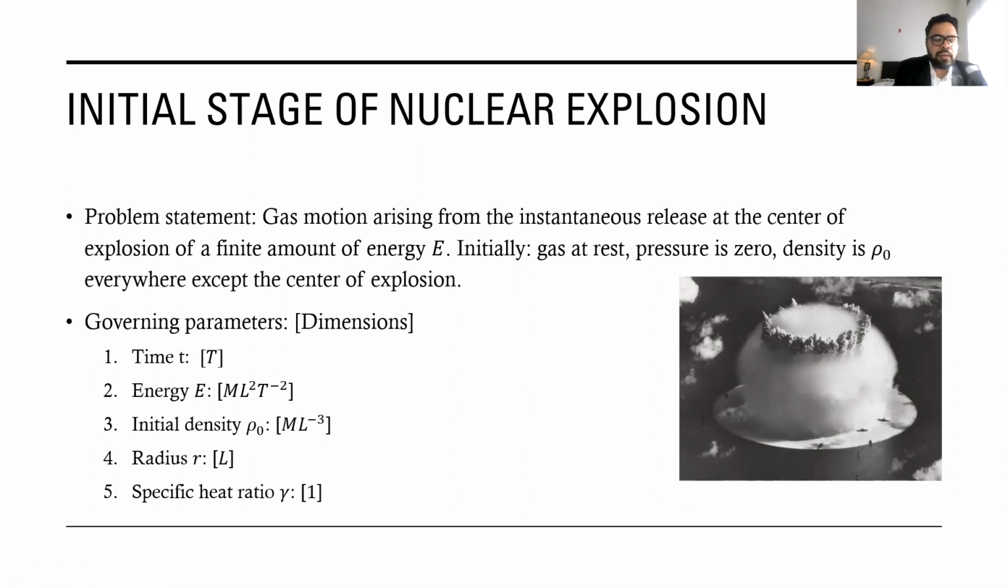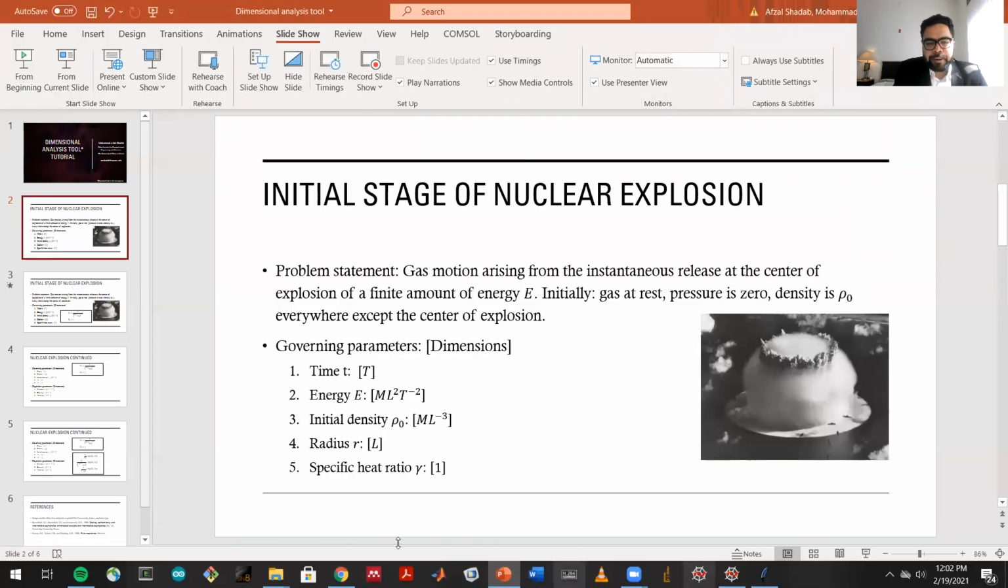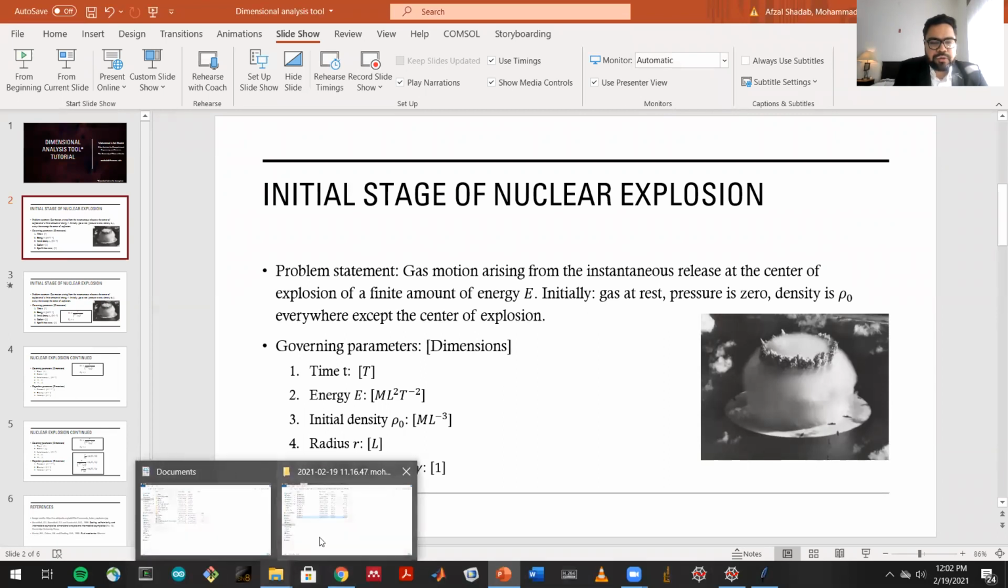In this problem, you have 5 governing parameters, and their corresponding dimensions are given in square brackets on the side. First is time, dimension T; energy, E, with dimensions M L^2 T^-2; initial density, M L^-3; radius, dimension L; and the specific heat ratio of the gas, which is dimensionless. And let me fire up the tool to do some initial dimensional analysis.